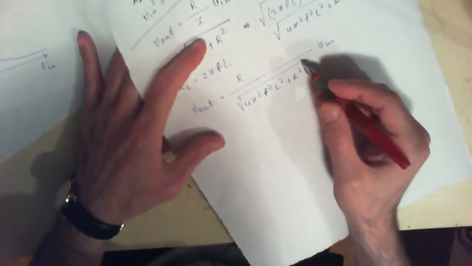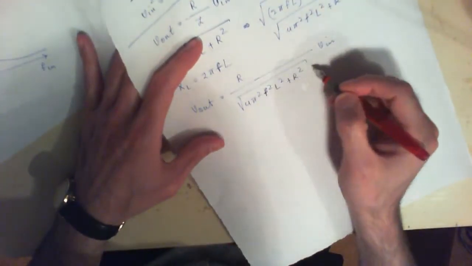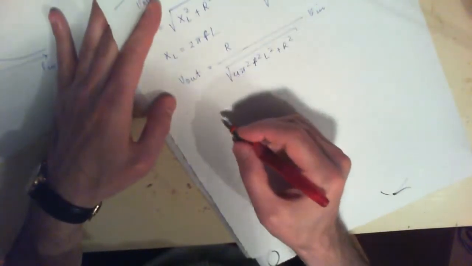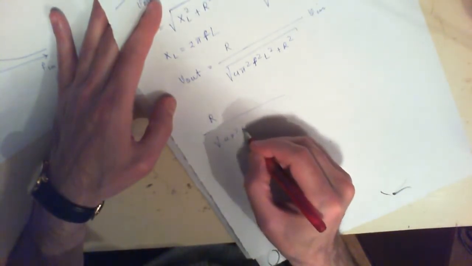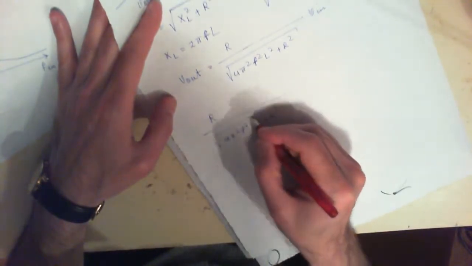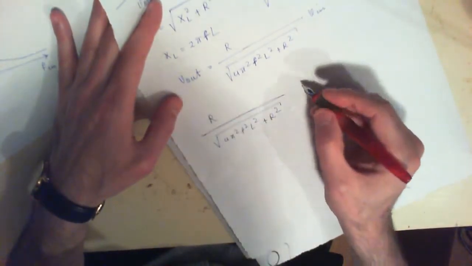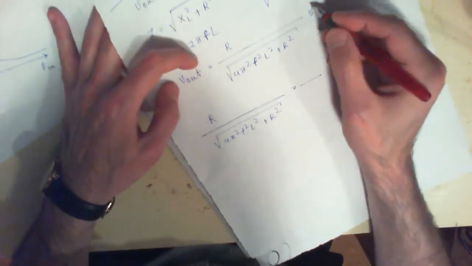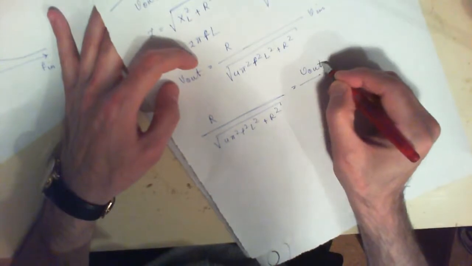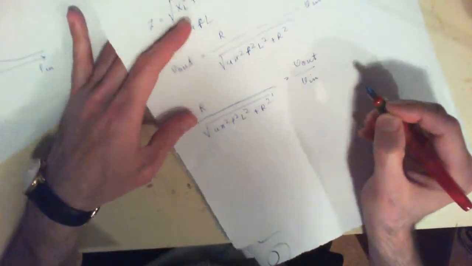So now first I can write this as R over the square root of 4 pi squared f squared L squared plus R squared, is equal to V out divided by V in.